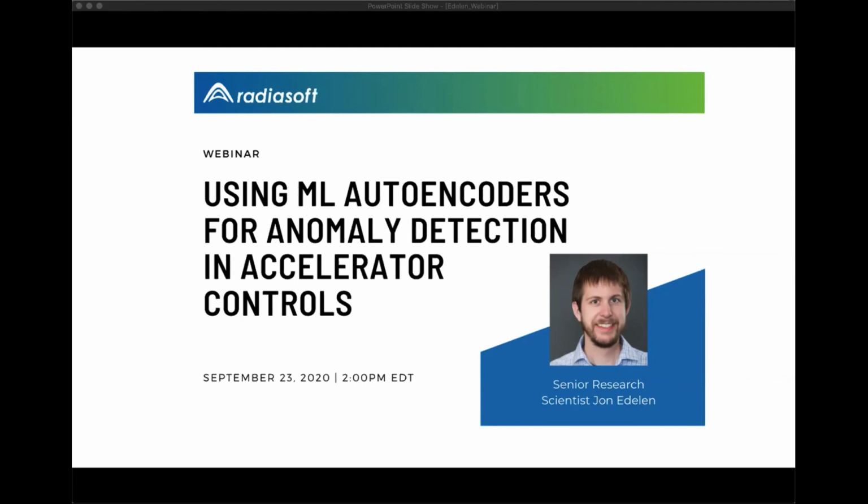My name is Paula Messimer, and I'm a product manager at Radius Soft. Our speaker for today is my colleague, Jon Edelen. Jon is an accelerator physicist specializing in thermionic cathode guns and space charge effects in low-energy electron beams. Jon earned his PhD in accelerator physics from the Colorado State University.